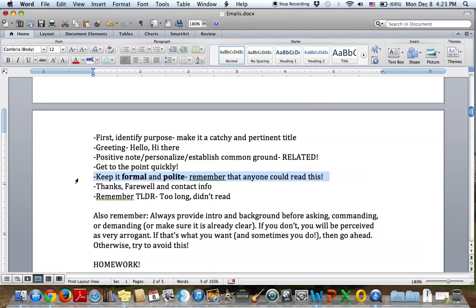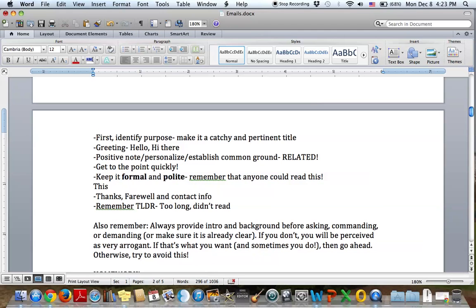Next up, and this is tricky, keep it formal and polite. Remember that anyone could read this. And I'll put this right underneath. It's an email. It's not a conversation. This is a really, really big deal.